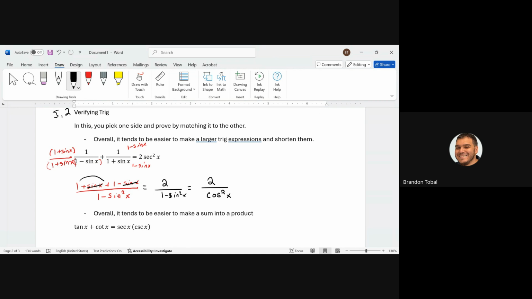Did we do this already earlier in the video? I think we did with the trig at least. This 1 minus sine squared x equals cosine squared x. We did it with secant. It's the same thing. And then, wait a second, cosine's on the bottom.